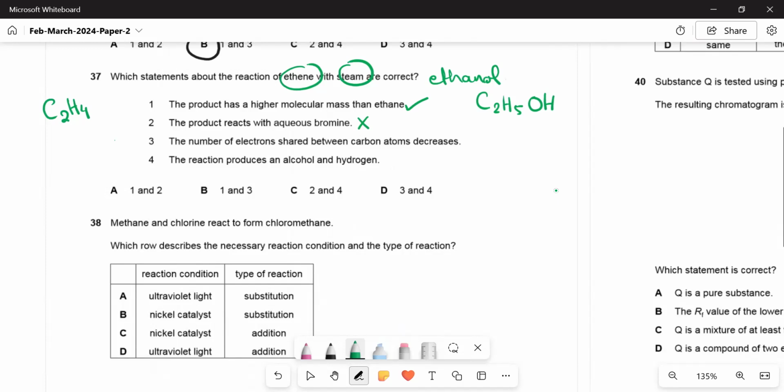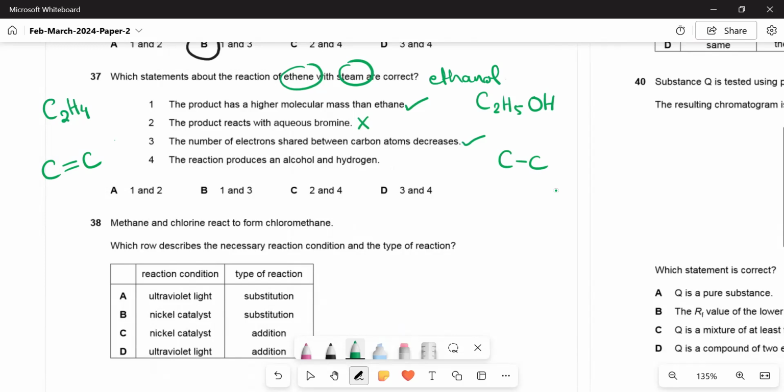The number of electrons shared between carbon atoms decreases. Yes, this is correct. Between the carbon atoms, in ethene the 2 carbons are joined with a double bond between each other. And in ethanol, the carbons are joined by a single bond. So that is why the number of electrons shared between the carbon atoms decreases.